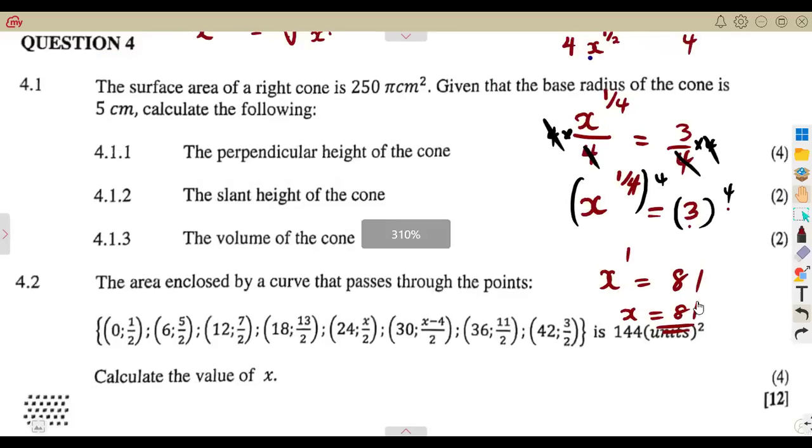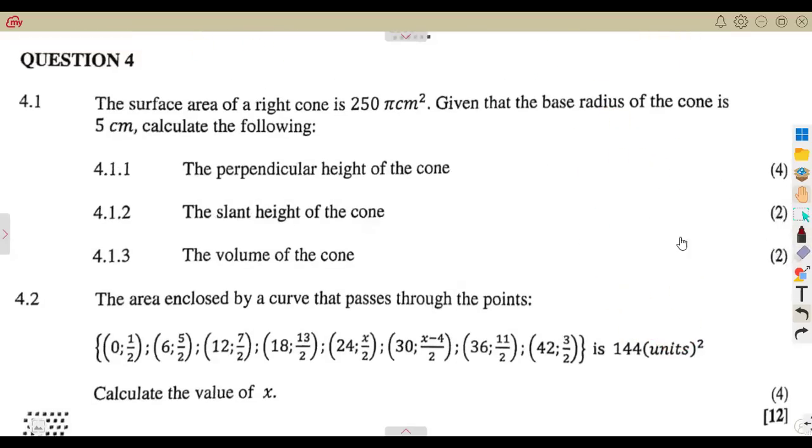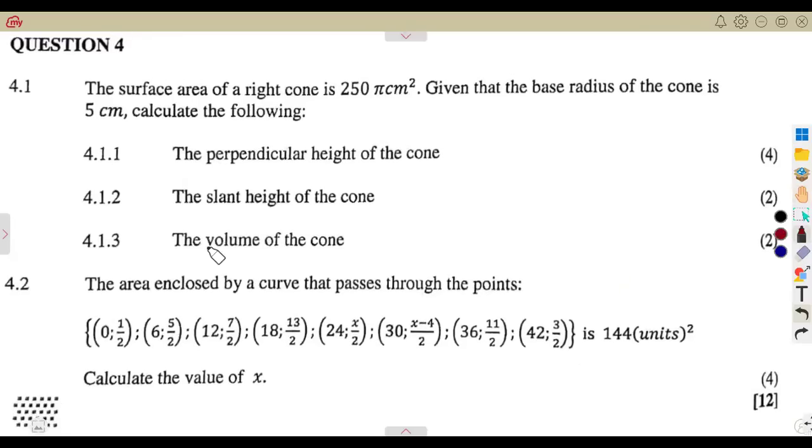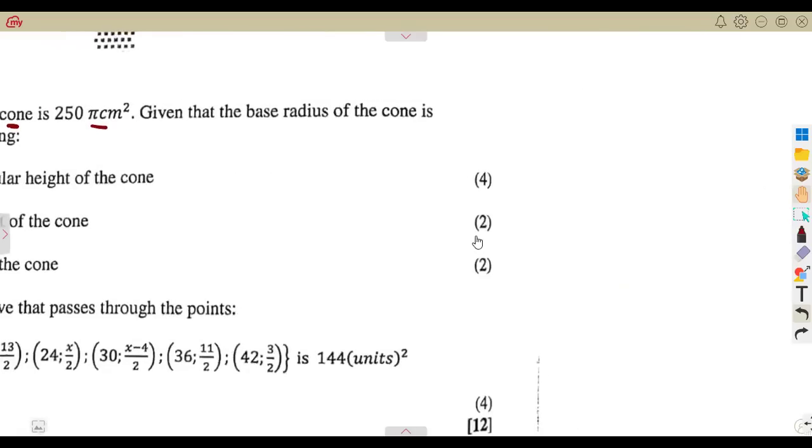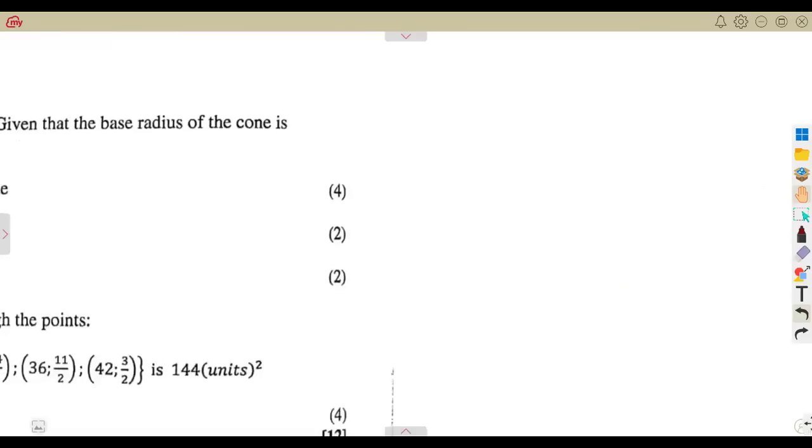All right, so question 4. Let us quickly have this. Question 4. 4.1, we are given the surface area of a right cone. Thus, we are having a right cone, all right, that's a right cone. We are given the surface area of a right cone.